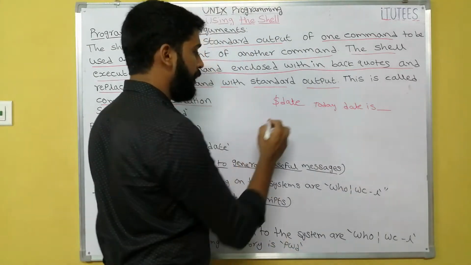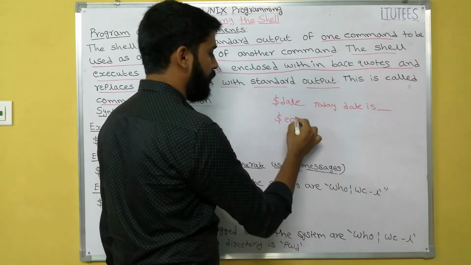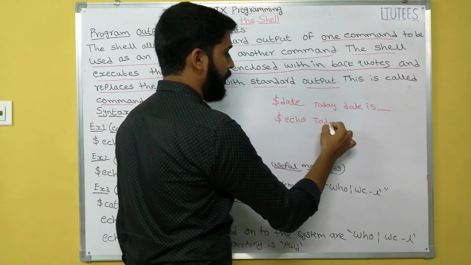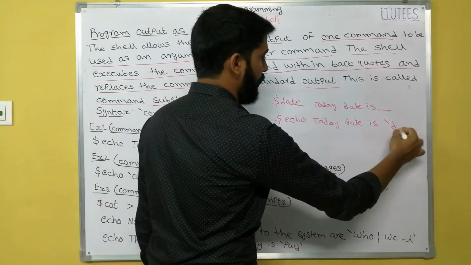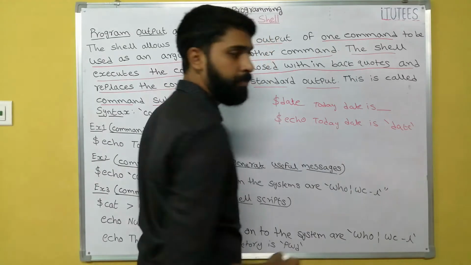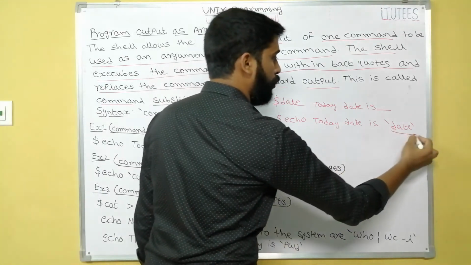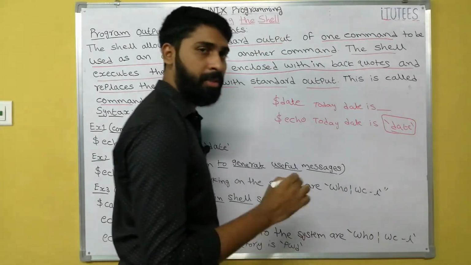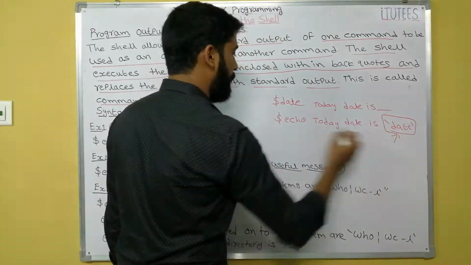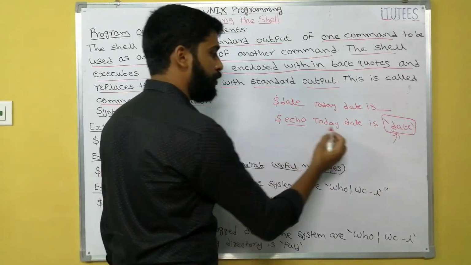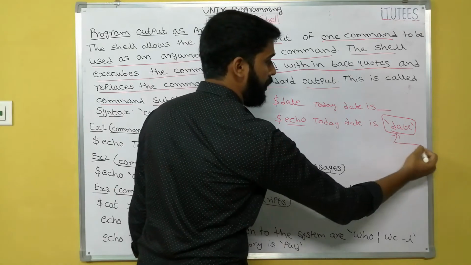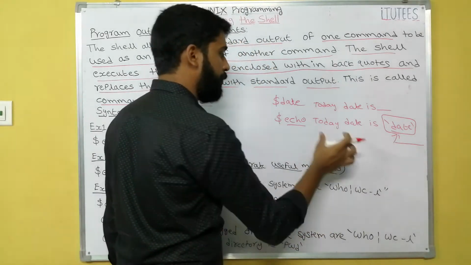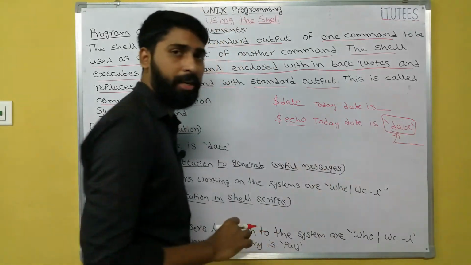So how can I print that? Echo today date is, and in backquotes I give date. Now the output of the command date is the input to the command echo. It prints today date is. So what is the output of date? For example, it prints Sunday something. Now it prints today date is, followed by the date.